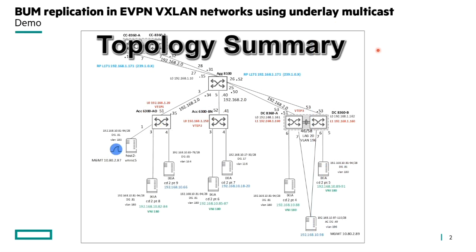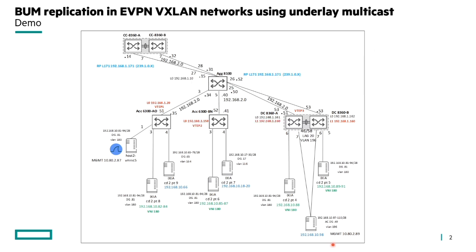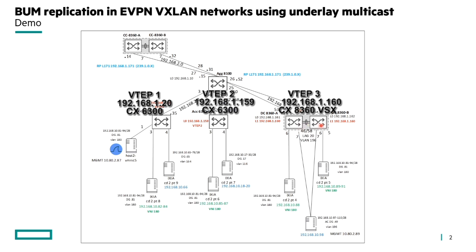In this topology, we're going to review EVPN-VXLAN ingress replication versus underlay replication. In this topology, we have three VTEPs. VTEP 1 at 192.168.1.20 on the CX6300, and VTEP 2 at 192.168.1.159 on the CX6300, and then finally VTEP 3 at 192.168.1.160 on the VSX pair.